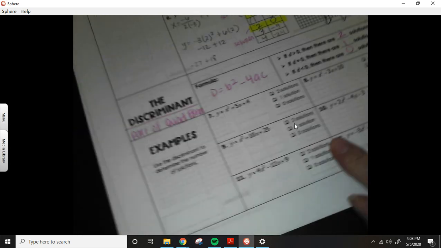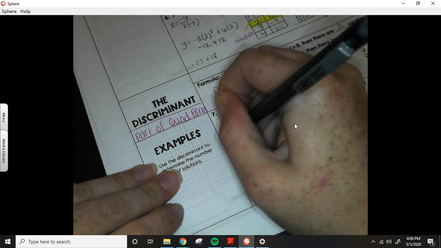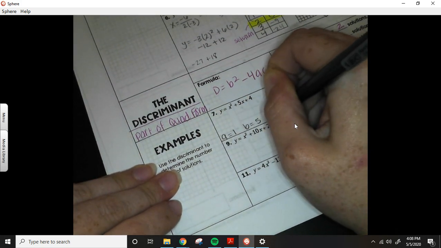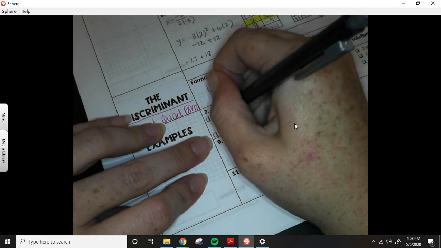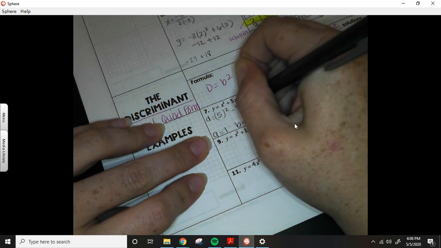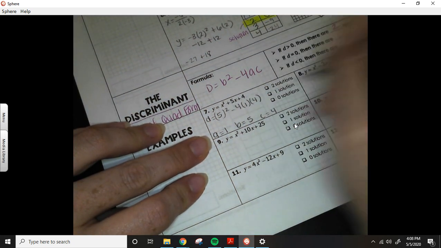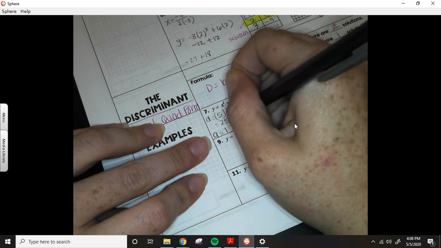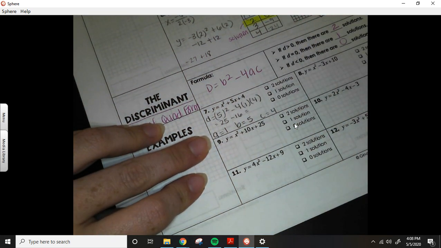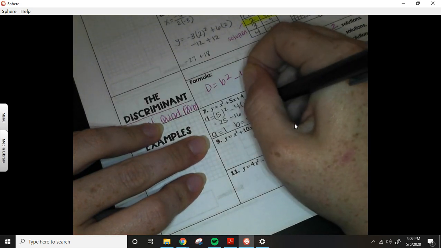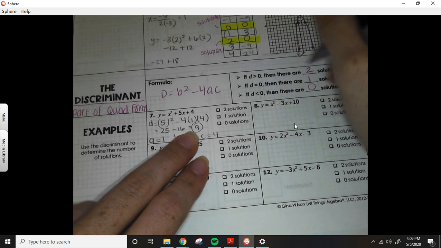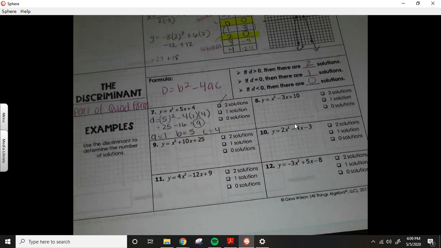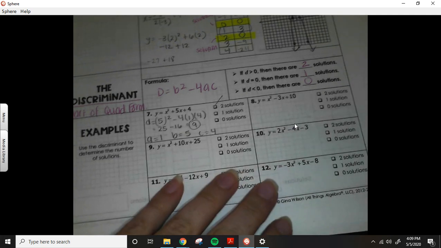All right, so in number 7, A equals 1, B equals 5, C equals 4. We're going to need that to plug it in. So the discriminant equals 5 squared minus 4 times 1 times 4. So 25 minus 16 equals 9. So what does this 9 tell you? Well, D is 9. Is 9 greater than 0? Yes, there are 2 solutions to this problem. Obviously, this doesn't tell you how to find them, but it tells you the number of them.